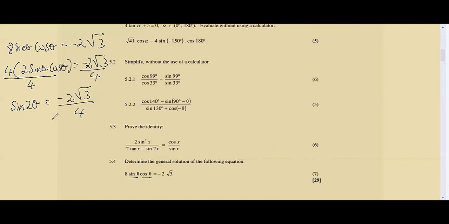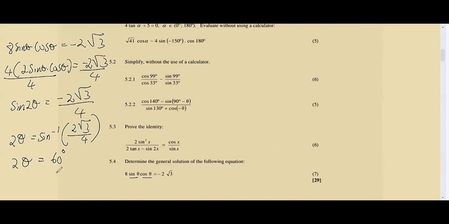Now, in calculating your reference angle, note that you do not have to substitute this negative. The negative is only telling you which quadrant you need to find your general solutions from. So to calculate my reference angle, I will just leave this 2 theta here and go sine inverse of 2 root 3 over 4. Punching this into your calculator, you'll have 2 theta is equal to 60 degrees.